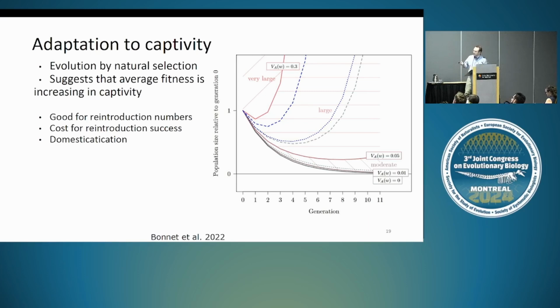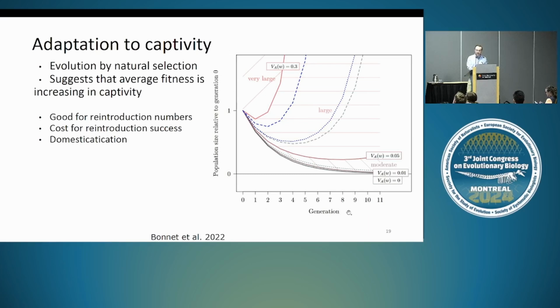And I just have this graphic on the right here. You can see the cursor here. So this is just to put in context a back of the envelope calculation that Bonnet et al. did in 2022, where on the y-axis we have our population size relative to generation 0.